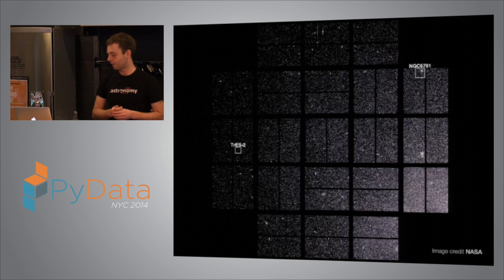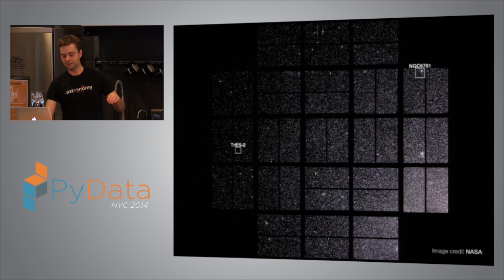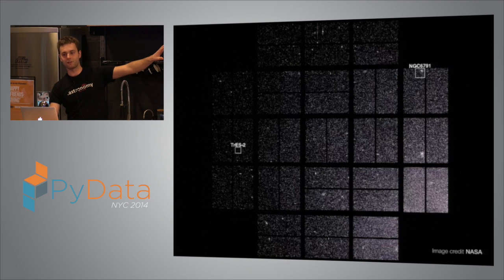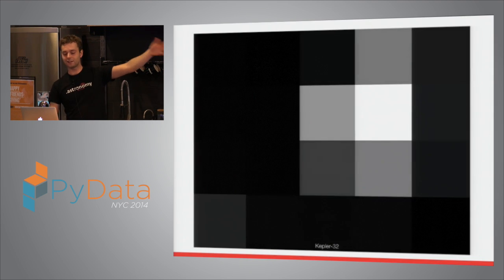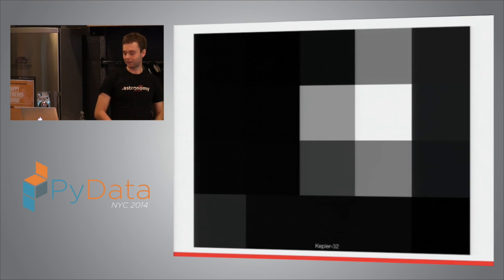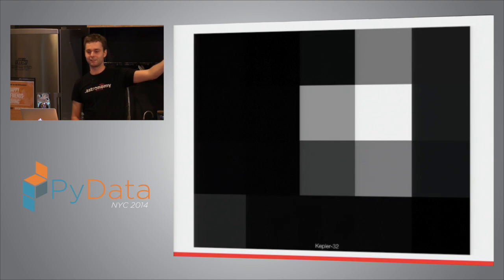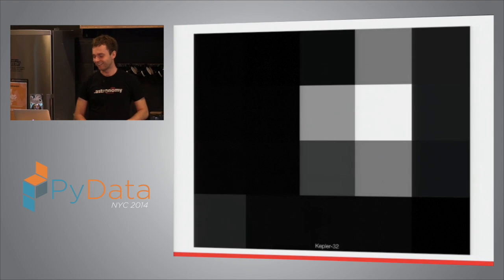Great. Okay, so like I said, the actual frames don't look like this. Instead, this is what the data actually look like right here. So this is a movie, actually. I don't know if you can see that. There are actually 5 planets in this movie. You probably can't see those either.